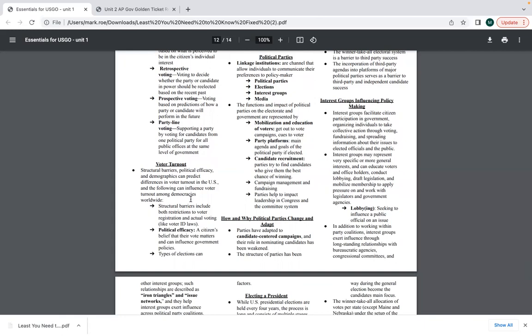Those that make more money, generally speaking, will vote more. Now, that's not to say that those that are lower middle class don't vote, but generally speaking, those that come from a higher level of education or a higher level of income are more likely to vote. So that's one thing. You could have structural barriers that could include voter registration and voter ID.